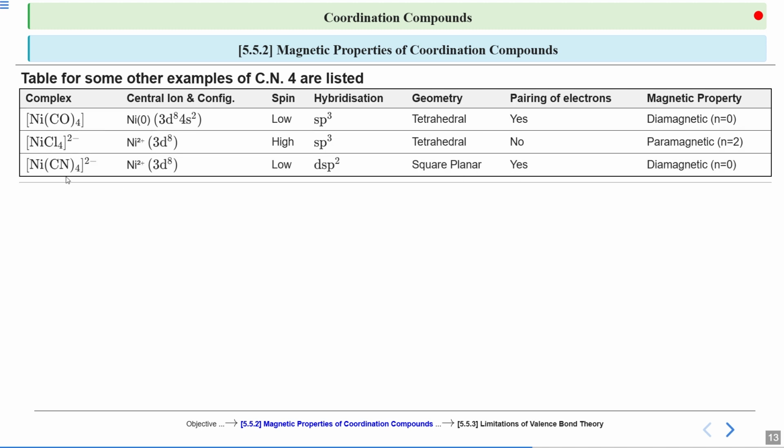Yes, it happens due to the presence of a strong field ligand, that is the cyanide ligand, and the magnetic property it will show, because pairing of electrons is happening, so there is no unpaired electron present in it, is diamagnetic.